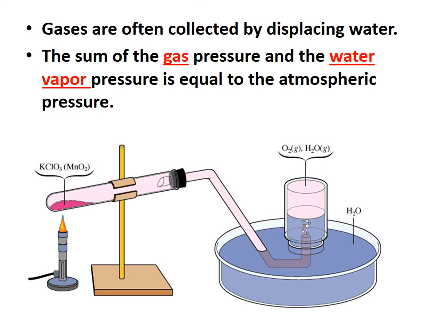We heat our substance, whether it's potassium chlorate, manganese dioxide. So we heat it up. When the gas is produced, the gas will bubble through here. It will displace the water molecules. Now we can collect our gas. So the gas in here, or the pressure exerted here, will be a mixture of the gas pressure and the water vapor pressure. And these are going to be equal to atmospheric pressure. And knowing that, we can find the gas pressure by subtracting the water vapor pressure.